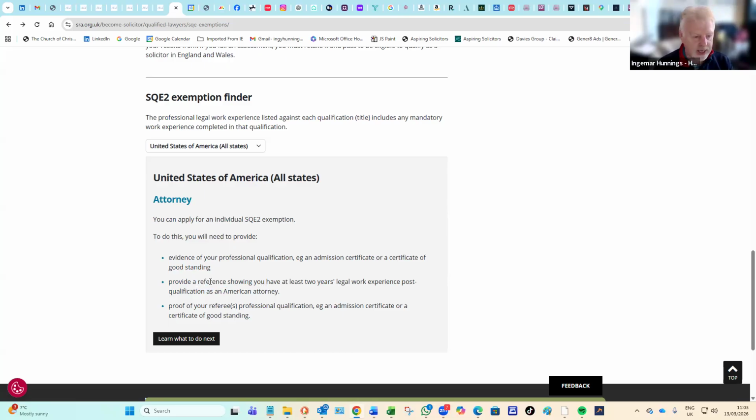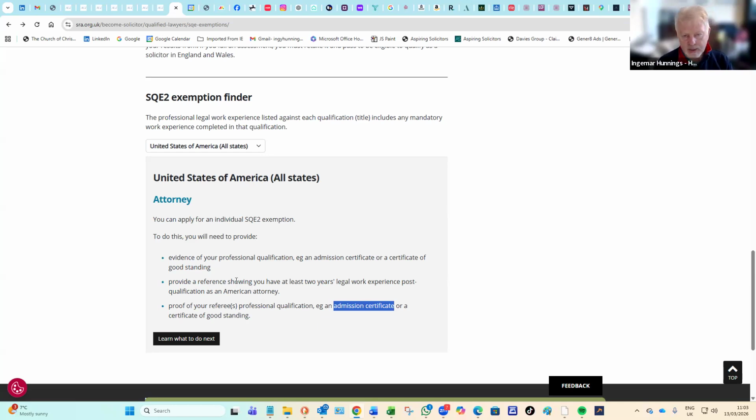Who can be your referee? It has to be someone who directly supervised your work. Okay, if you don't have anyone who directly supervised your work, you can't apply for the exemption. You have to sit the exam. It doesn't have to be a lawyer. If it is a lawyer, then fine. You will need to also submit a copy of proof of their qualification. So admission certificate is the easiest thing.